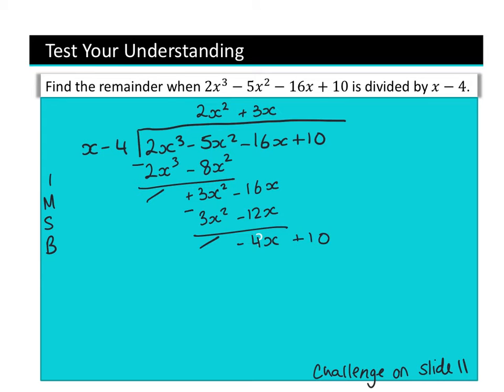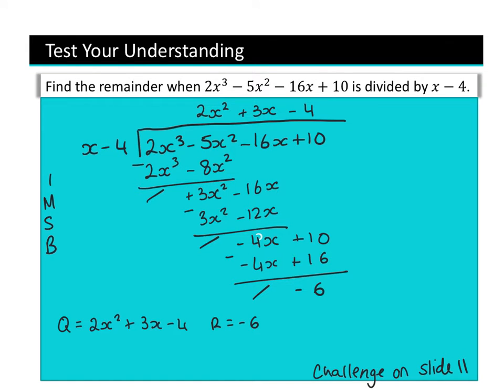Bring down plus 10 into minus 4. Multiply. Minus 4x plus 16. Subtract. Minus 4x minus minus 4x cancels. 10 minus 16 is minus 6. So please make sure that you write your quotient equals 2x squared plus 3x minus 4, and your remainder equals minus 6. Any questions? So what I'm going to do now is go through this again with colours.